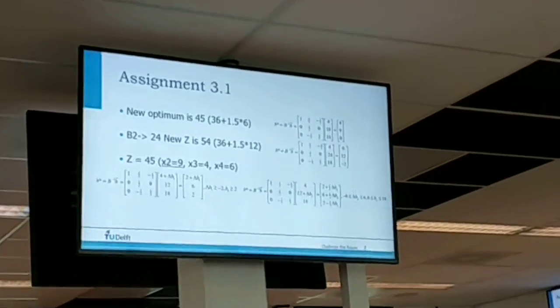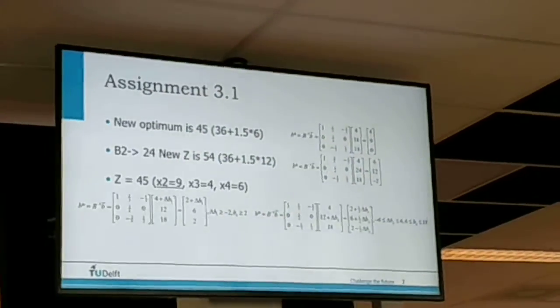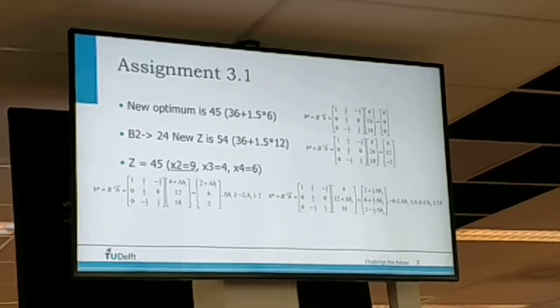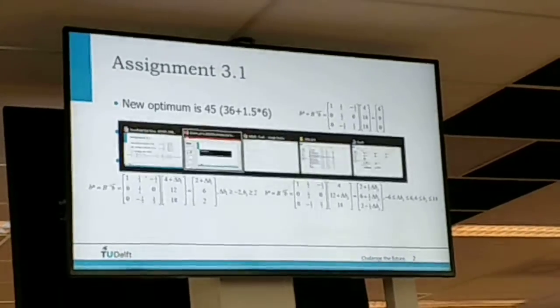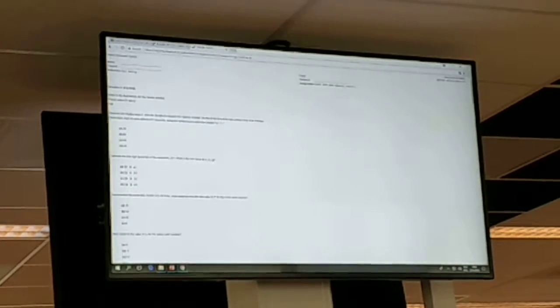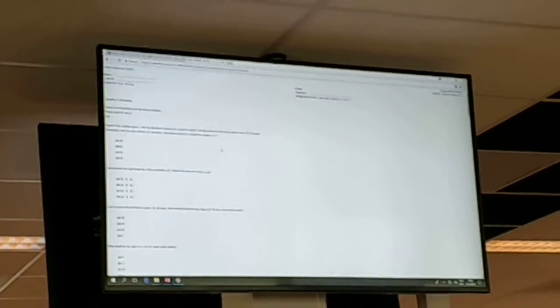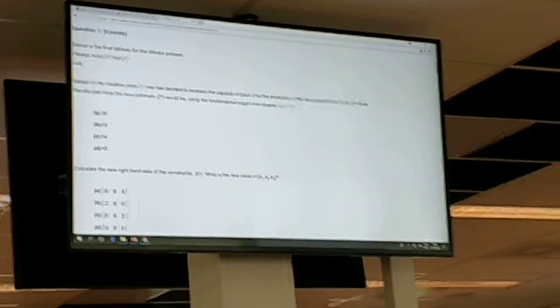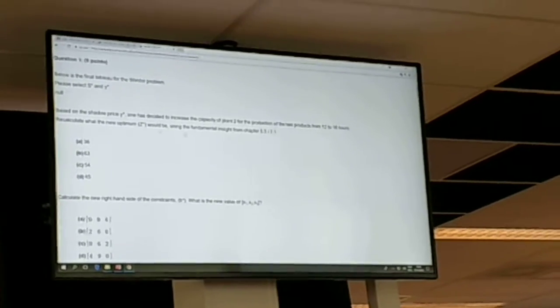So today was about sensitivity analysis and duality. If we look at the first question, I'll skip this group. If we change the capacity of plant 2 from 12 to 18 hours, recalculate the new optimum using the fundamental insight.